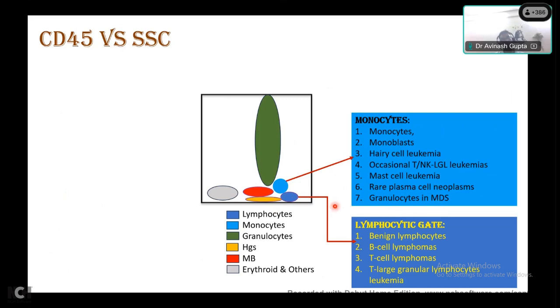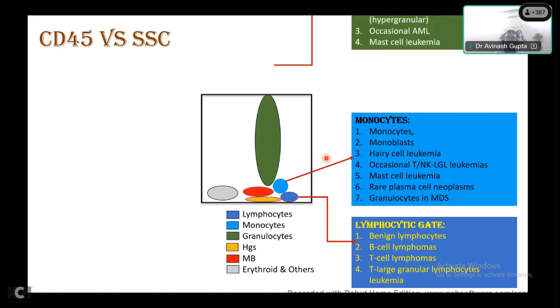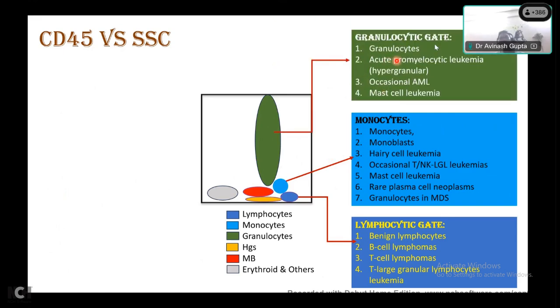So what happens in MDS, myelodysplastic syndrome, is that the granulocytic population will lose the scatter. They are hypogranular, and if they are hypogranular, then their side scatter will be low, so they will merge with this monocytic population. Loss of side scatter is one of the criteria for MDS detection by flow cytometry. Then in the granulocyte region, you will get normal granulocytes, and the hypergranular variant of APML will come here, but you won't see other populations. Correlating with your morphology, you will come to know that yes, it is APML.